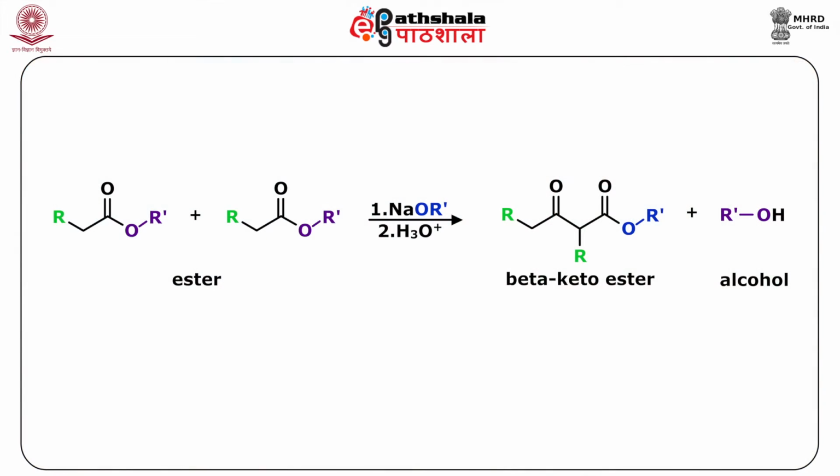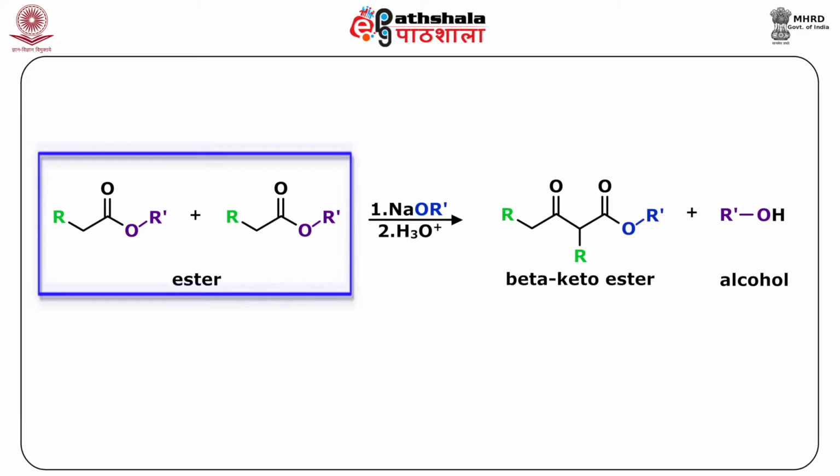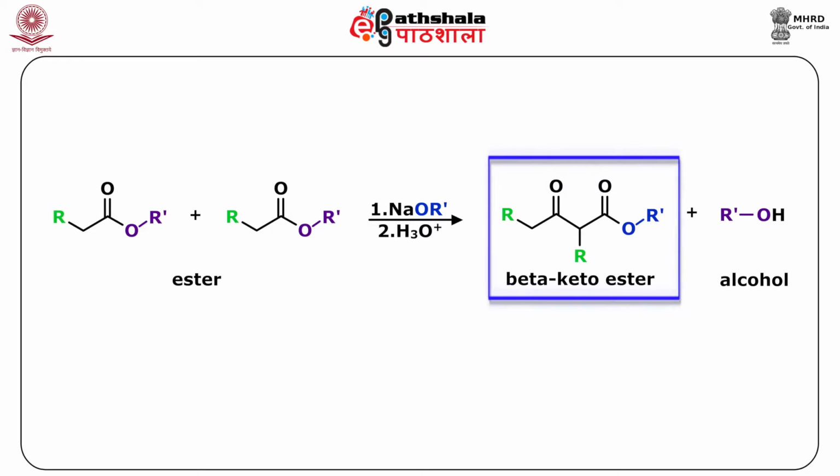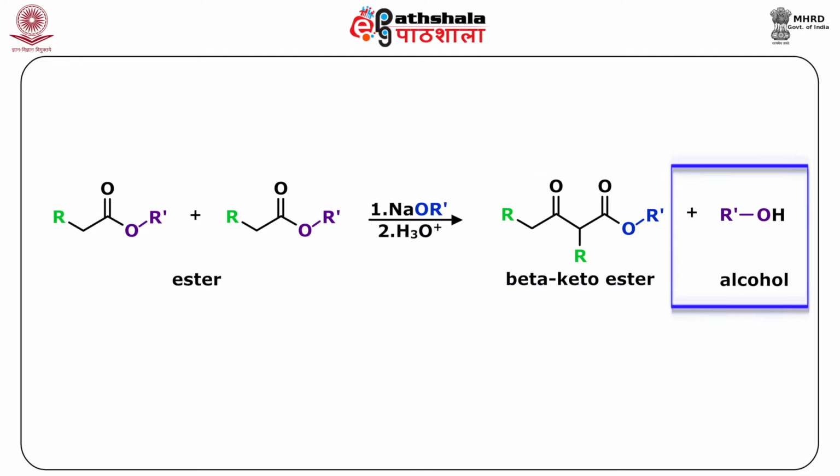Here you can see the general reaction, and this reaction is named after Rainer Ludwig Claisen. The Claisen condensation is a carbon-carbon bond forming reaction that occurs between two esters, as you can see here, in the presence of sodium alkoxide as base, resulting in beta keto esters. Obviously, you can notice here the alcohol is the byproduct.